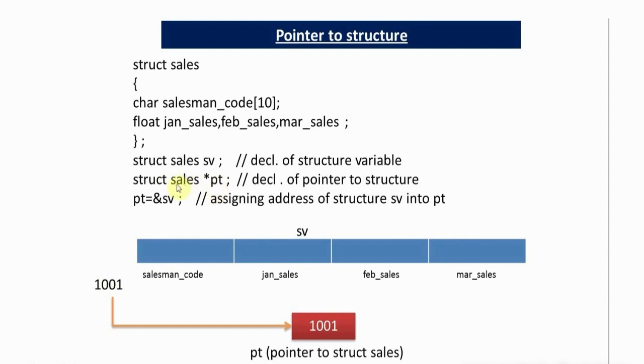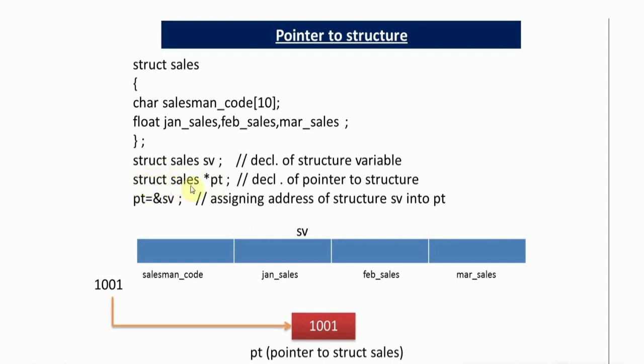So in this declaration, struct sales star pt, I am going to declare a pointer to structure. Like we declare int star pt, which is called pointer to int, or float star pt, which is pointer to float. In this case, I have declared struct sales star pt. So generally speaking, this is pointer to structure. But if we talk particularly, I would say this is the declaration of pointer to struct sales.